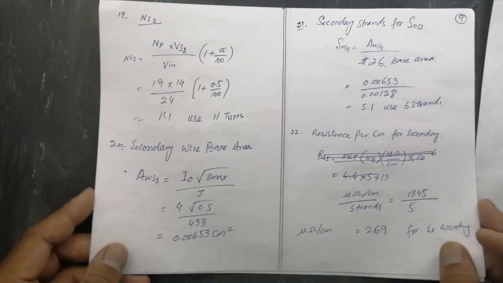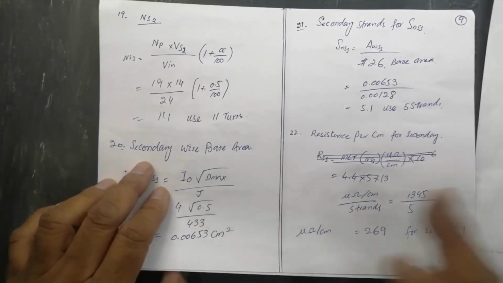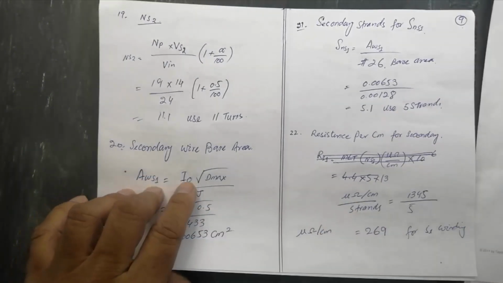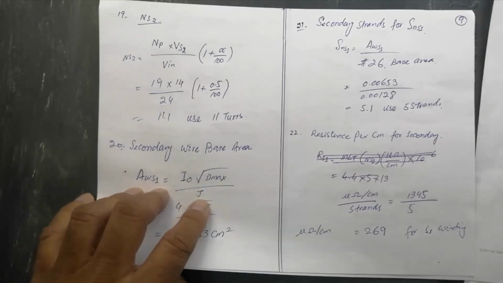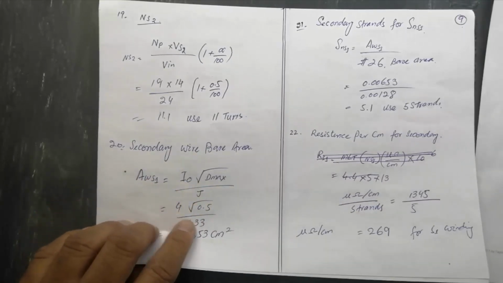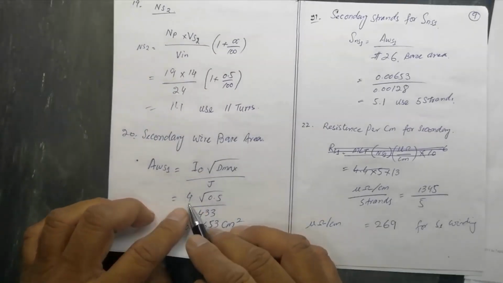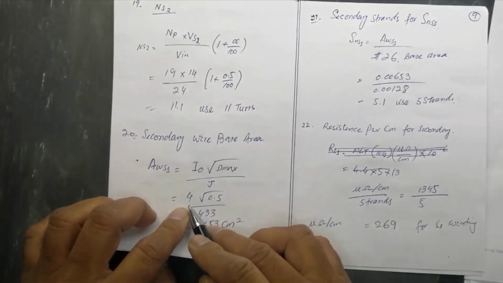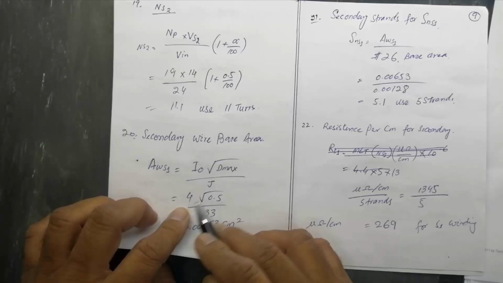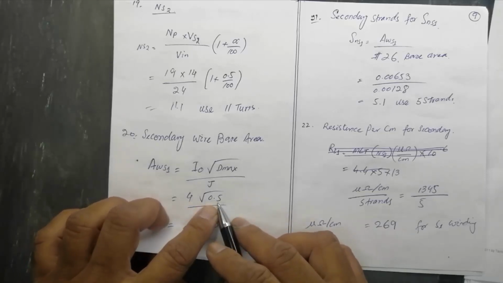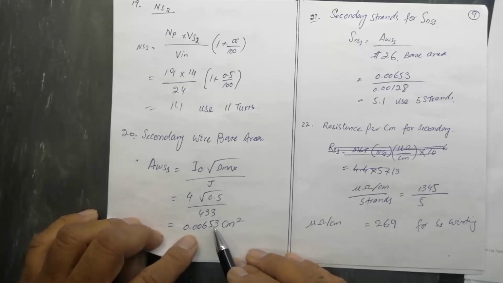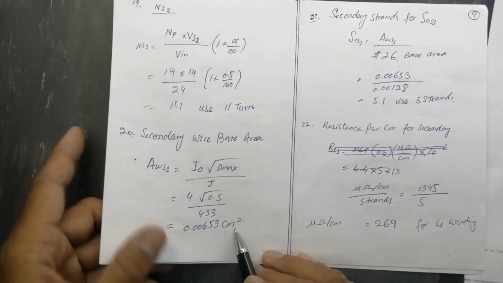Now we have to calculate the same secondary wire bare area. I output, D max divided by J, current density J. So IO, we need 4 ampere in secondary number 1. Secondary number 1, 4 ampere, 0.5, it is 0.00653 centimeter square.